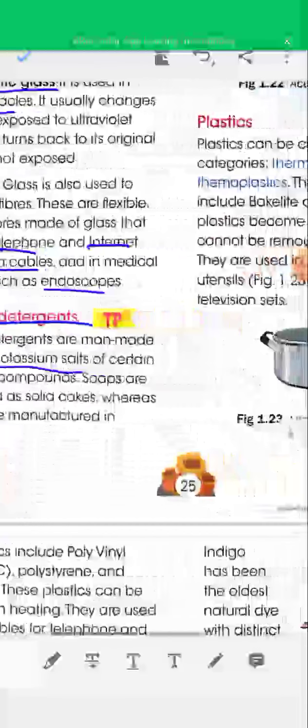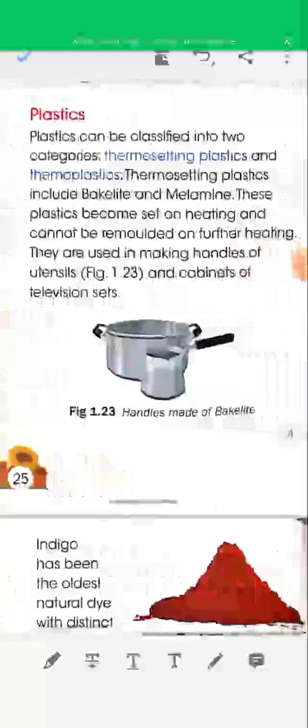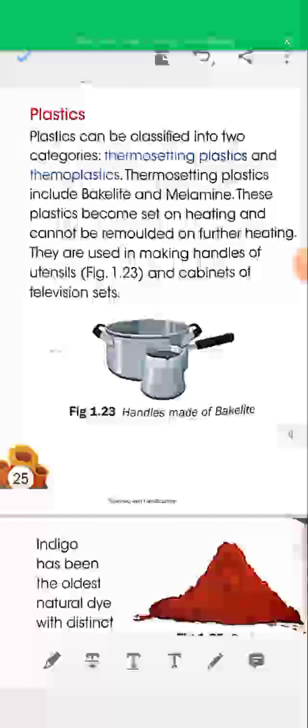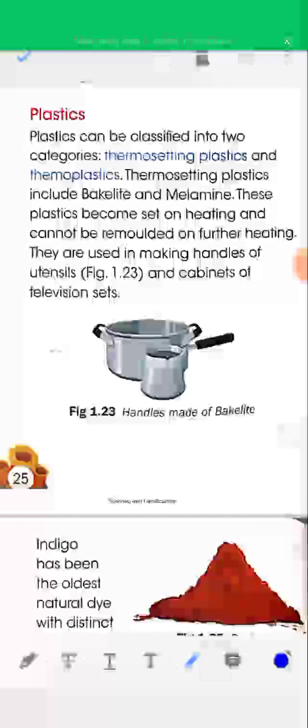Now see plastic. What are plastics? Plastics and their types are also given here. You know what plastics are. These are generally hydrocarbon compounds. There are two types of plastics given here: thermosetting plastic and thermoplastic.